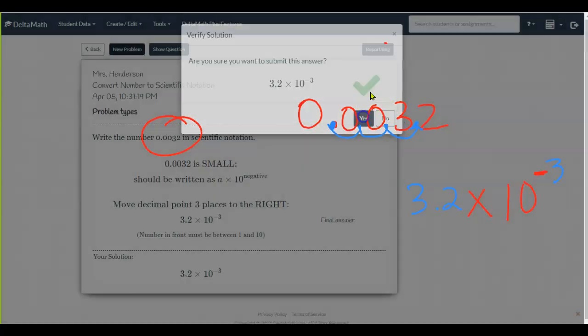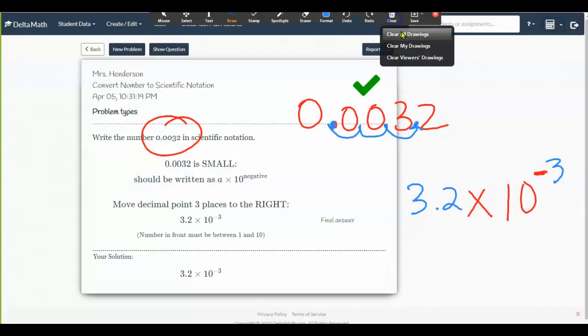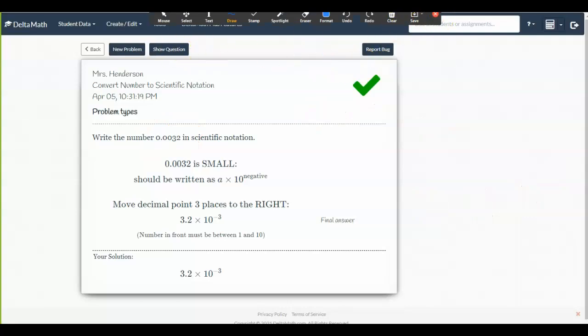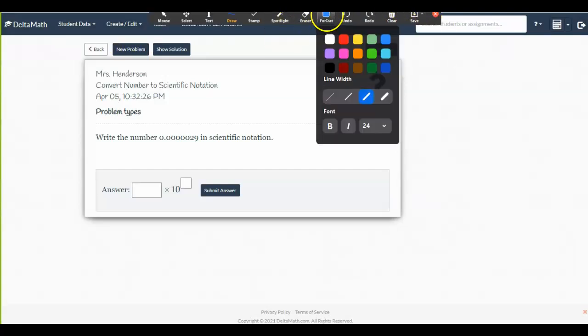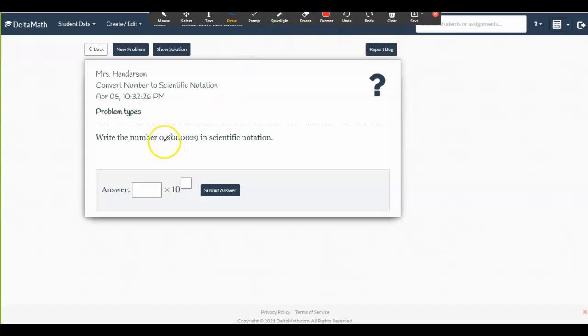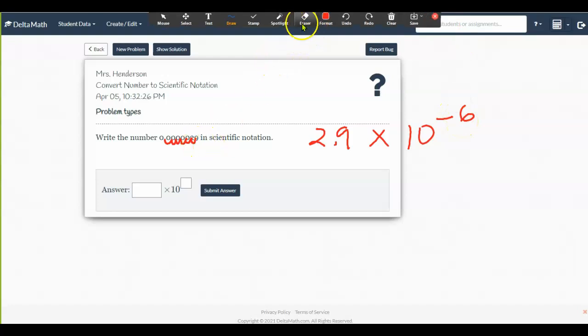Submit our answer, and we were correct. Okay, last one. All right, so I'll take my decimal point, and I'm going to move it 1, 2, 3, 4, 5, 6. 2.9 times 10 to the negative 6th. And I know that because the number, when I started, was lower than 1. So 2.9 times 10 to the negative 6th.